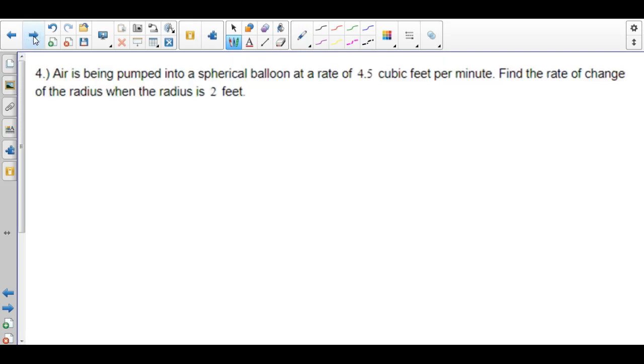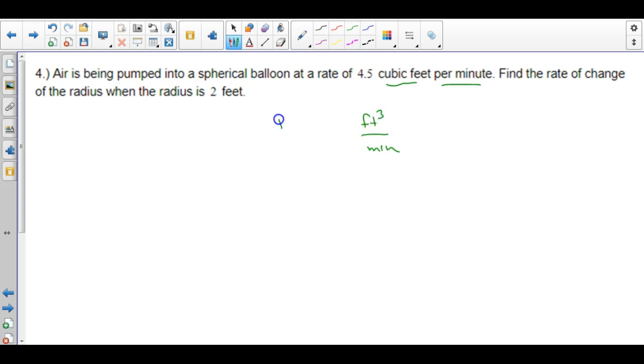This next one is going to talk about a spherical balloon. So imagine a balloon where essentially air is being pumped into the balloon at 4.5 cubic feet per minute. And again, we can just really analyze these units here. We have cubic feet per minute. So I can see that my minutes are my time. This is cubic feet, which means that this would be a volume. It wouldn't be an area. This would be a volume since it's cubic.